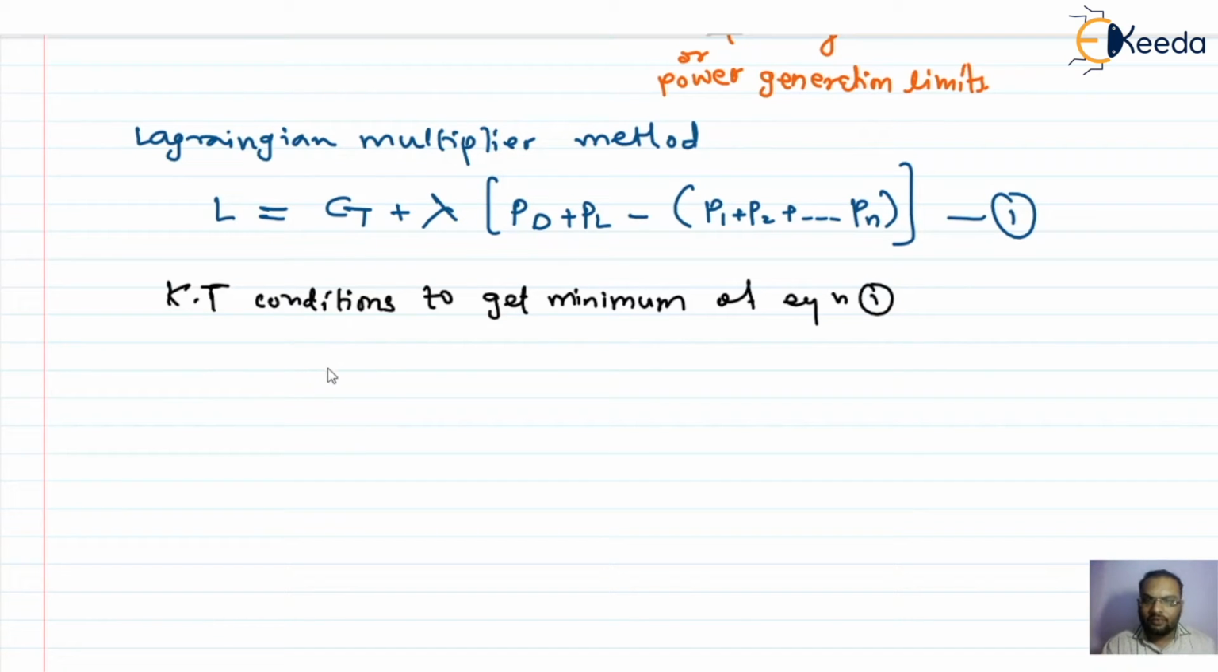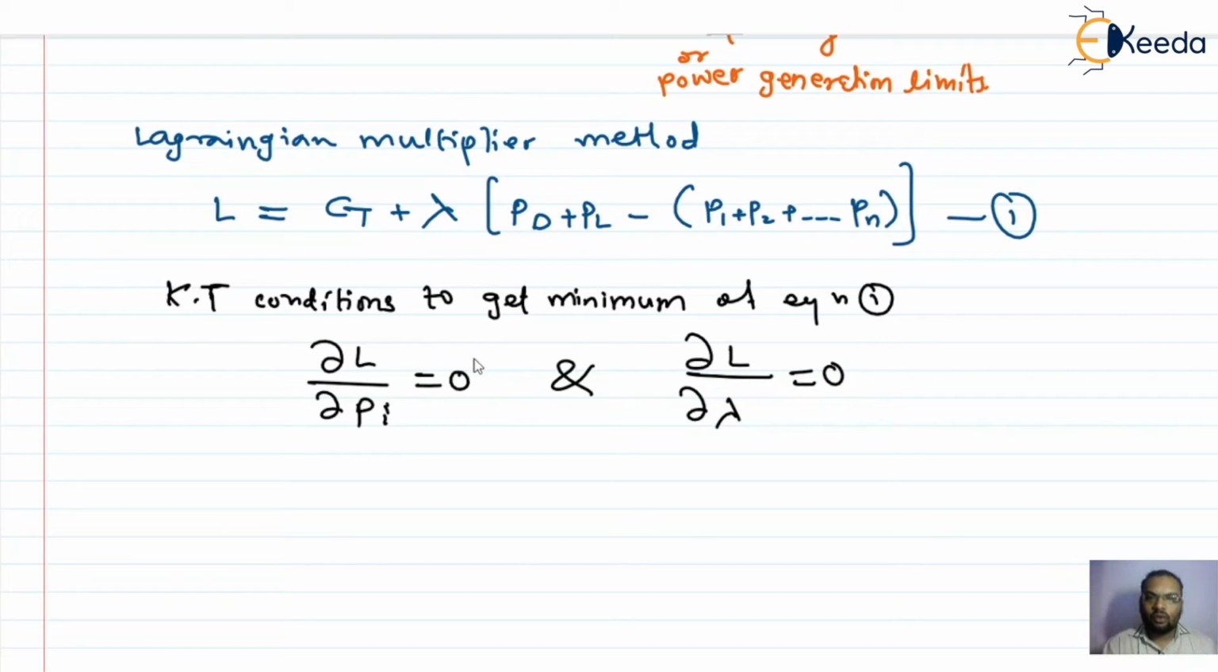So what are those conditions? The first condition says that the differentiation of this Lagrangian function with respect to the power output of the ith generator should be equal to 0. One more condition says the differentiation of the Lagrangian function with respect to the Lagrangian multiplier should be equal to 0. So we have to use these two conditions to get the minimum of equation number 1. Let us apply this.